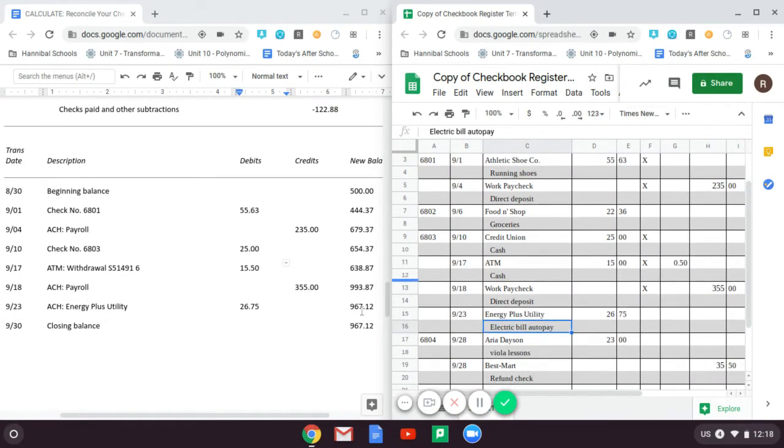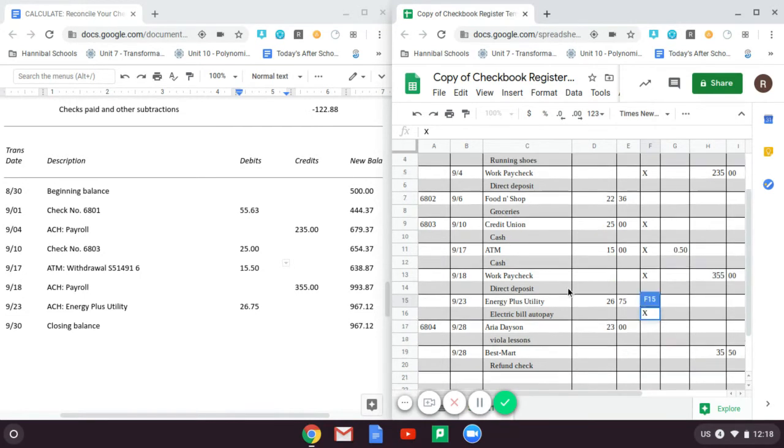Then we have 9/23 for energy plus utility. $26.75. 9/23 energy plus utility, $26.75. Yes, sir. Mark that off. Then next on our bank statement, we're at our closing balance.